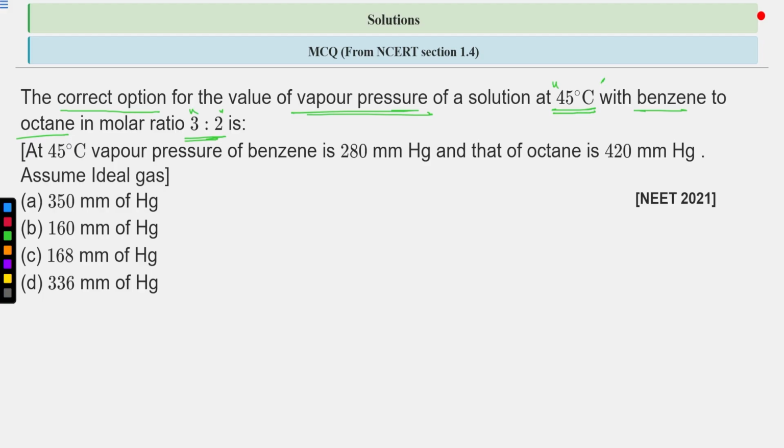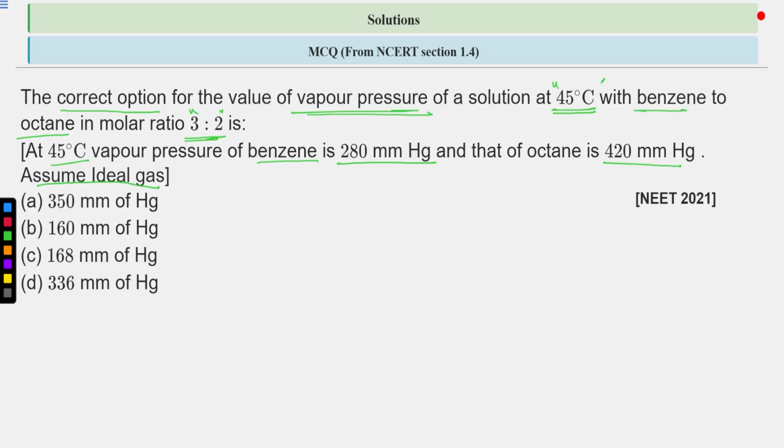You have to tell the vapor pressure of the solution. The information given is that at 45 degrees Celsius, the vapor pressure of benzene is 280 mm of Hg, and that of octane is 420 mm of Hg. And also assume ideal gas behavior.